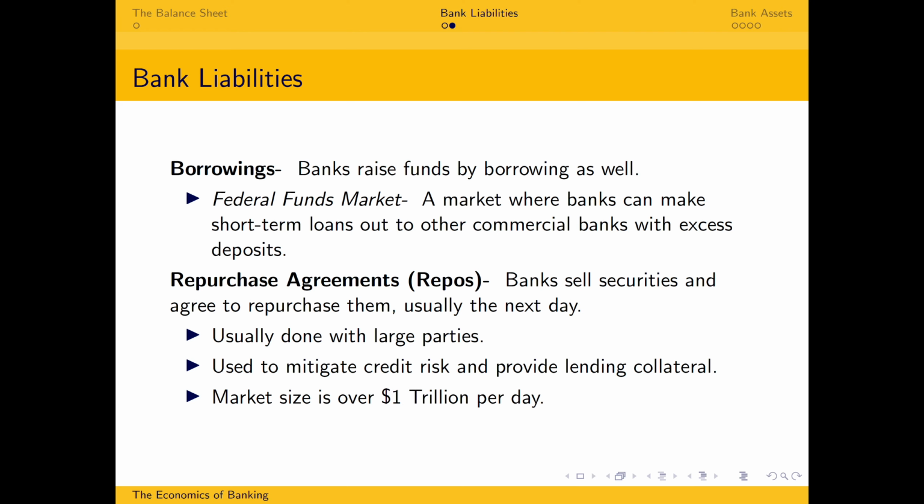And these are usually done with just massive, massive companies. We're talking about like Wells Fargo, JP Morgan Chase, etc. And some of the largest corporations in the world will also operate on the repo market, such as Amazon. And the reason why the repo market is so big is it's used to mitigate credit risk and to provide lending collateral.